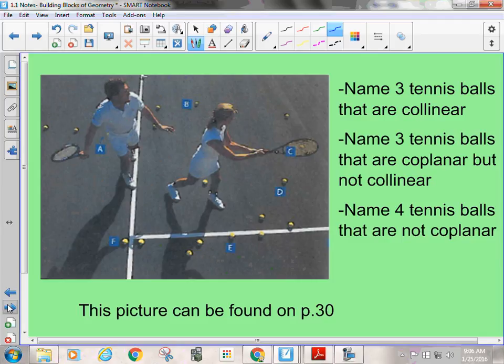Name 3 tennis balls that are collinear. So you'll see a bunch of tennis balls that are labeled. I want you to name 3 tennis balls that are coplanar but not collinear. So they lie on the same plane but not on the same line. And then 4 tennis balls that are not coplanar. So 3 of them can be coplanar. That 4th one just needs to not be coplanar. And that one might be a little bit more tricky.